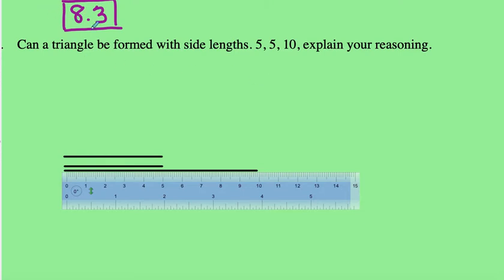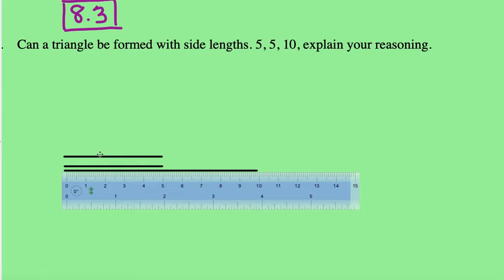So you're in your 8-3 notes, and it's actually called Pythagorean Inequalities. But for now, what I'd like us to look at is D on your note sheet. Can a triangle be formed with side lengths 5, 5, and 10? And it says explain your reasoning. Now last week we investigated this. This is when we learned what had to be true in order for side lengths to exist.